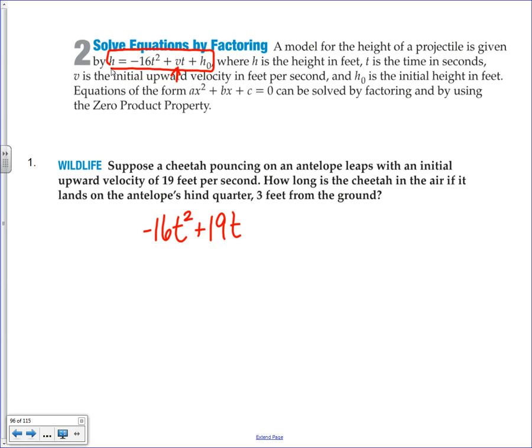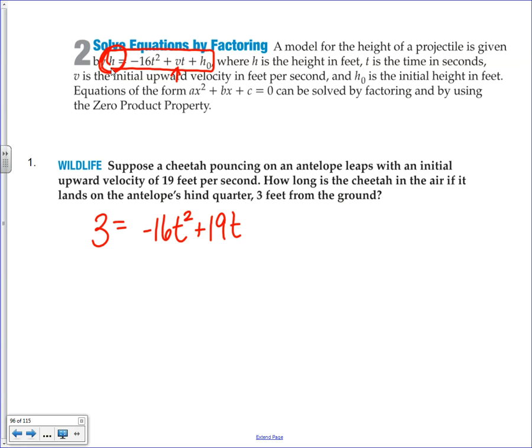Now, h0 is supposed to be the initial height. Well, this cheetah is on the ground, so it does not have an initial height, so I'm not going to put anything for the h0. But I do know how high I want it to end up. It's supposed to be 3 feet from the ground when it lands. So this is now the equation that I need to solve.